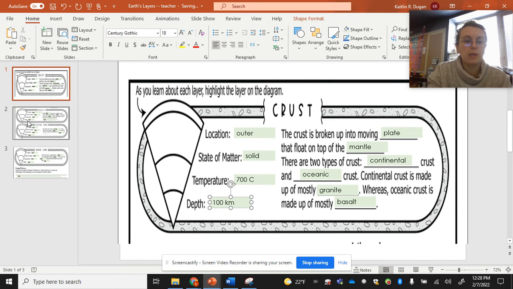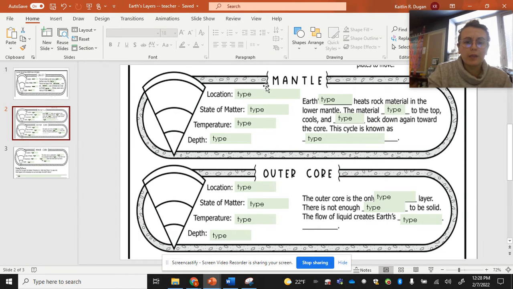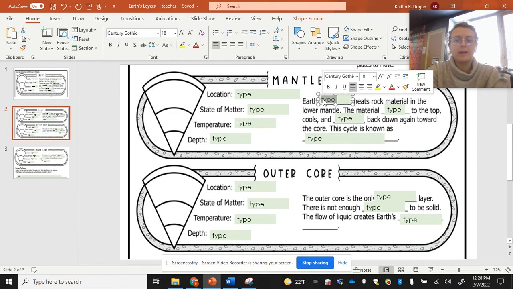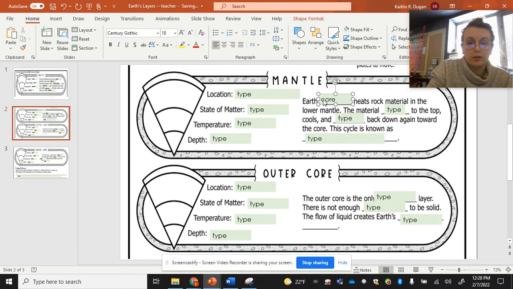All right. And then we've got our mantle. Now the mantle plays a really important role in plate tectonics, and that's because this lower part right here, the lower mantle, is heated up. So Earth's core is heating up this rock material in the lower mantle, and this material, as it heats, becomes less dense. So I'm not saying it's going to float out into space, obviously, but it's becoming less dense, and it starts to move towards the crust. All right, and it's floating to the top.